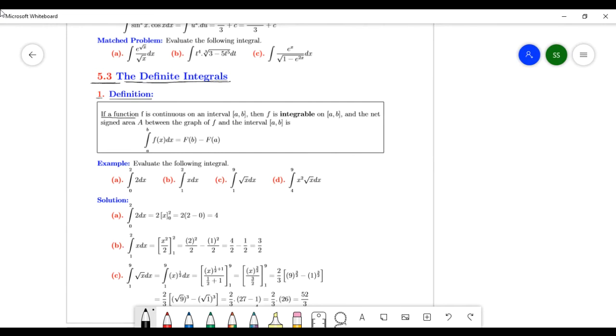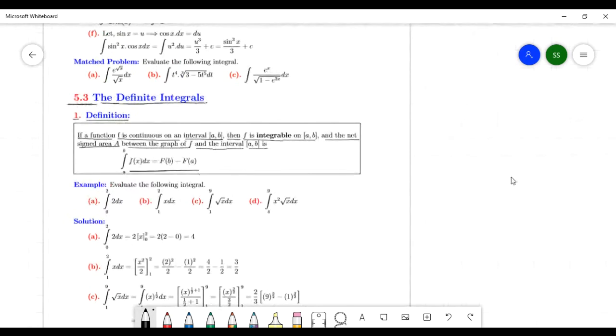If a function f is continuous on an interval [a, b], then the function f is integrable on the closed interval [a, b], and the net signed area between the graph of f and the interval [a, b] is the integral from a to b of f(x) dx, equal to F(b) minus F(a). This is the net signed area.